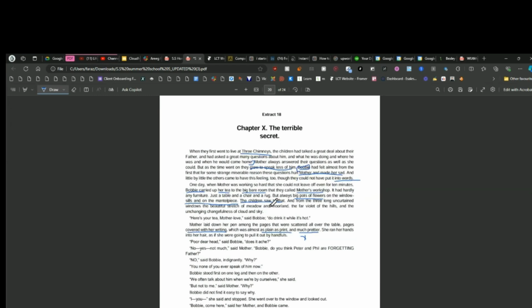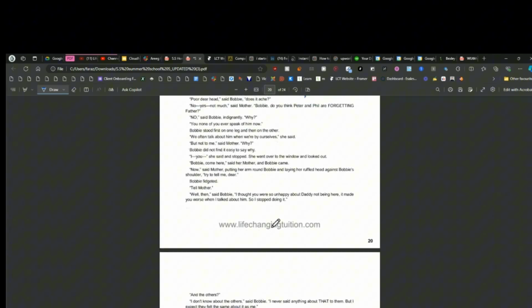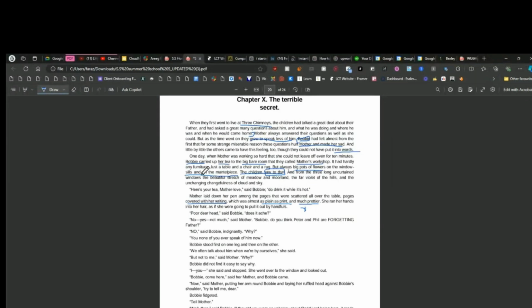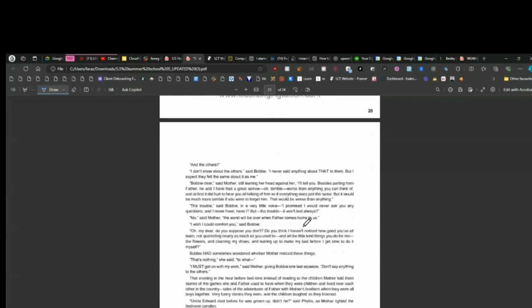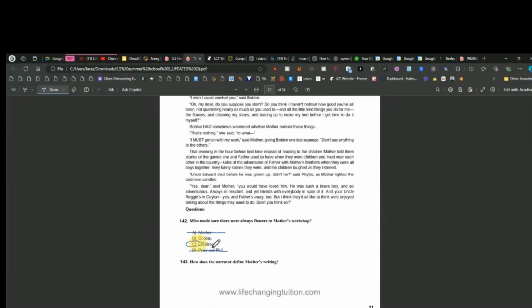The children... Okay, so the children saw to that. So I misread this quite a few times. I thought it said children saw that. But the children saw to that. That means the children are the ones that are doing it or seeing to it. That means they're the ones that are putting it there. So the answer here is C.